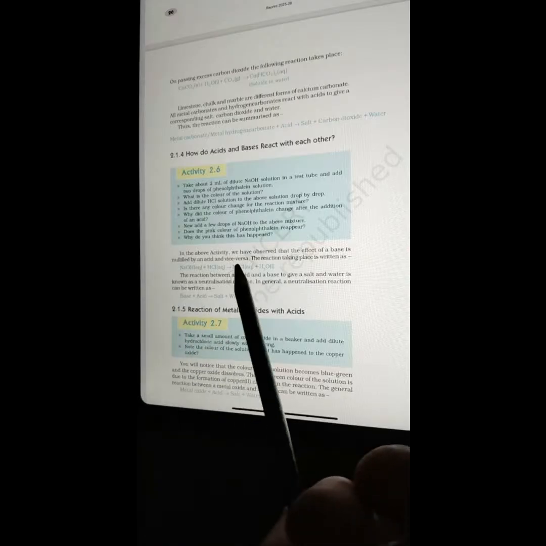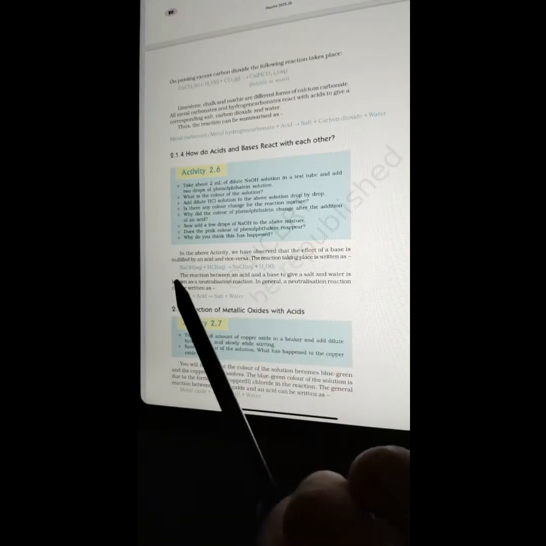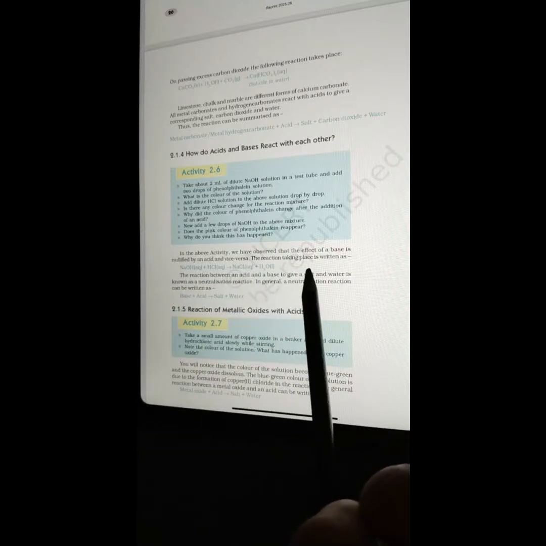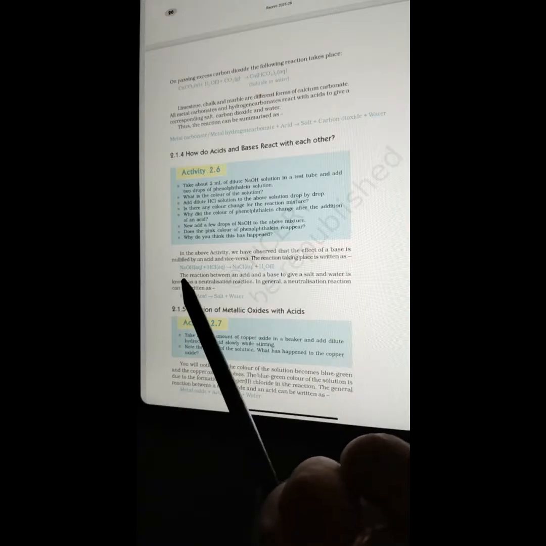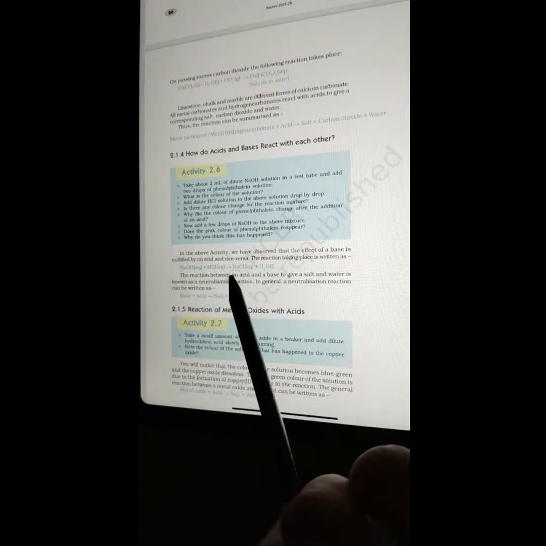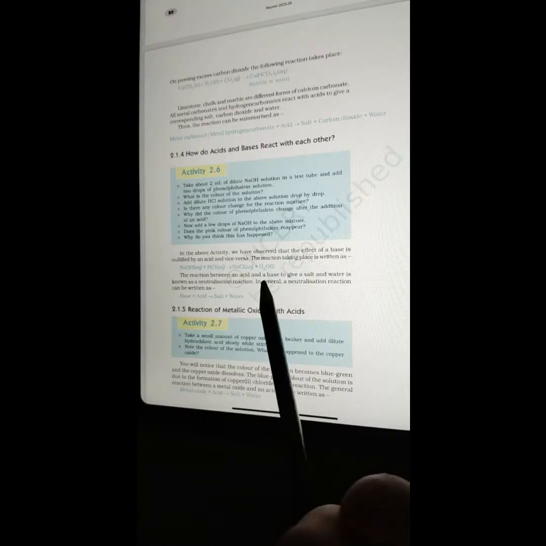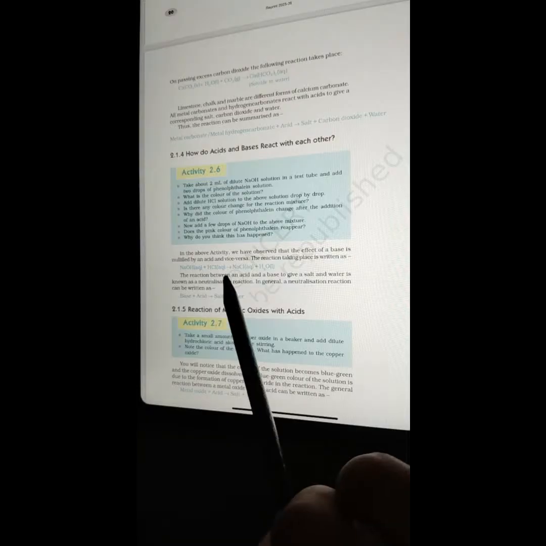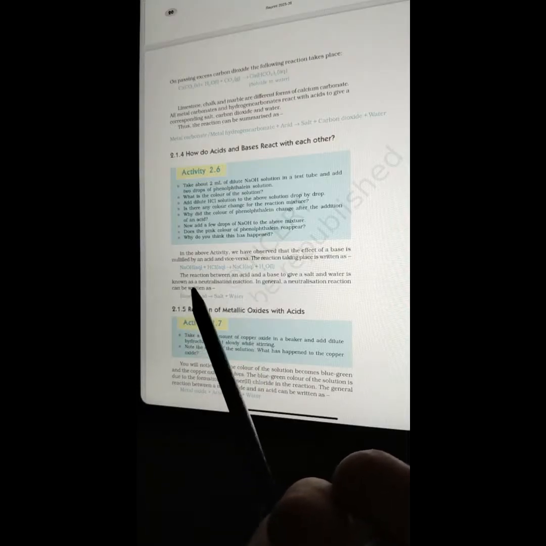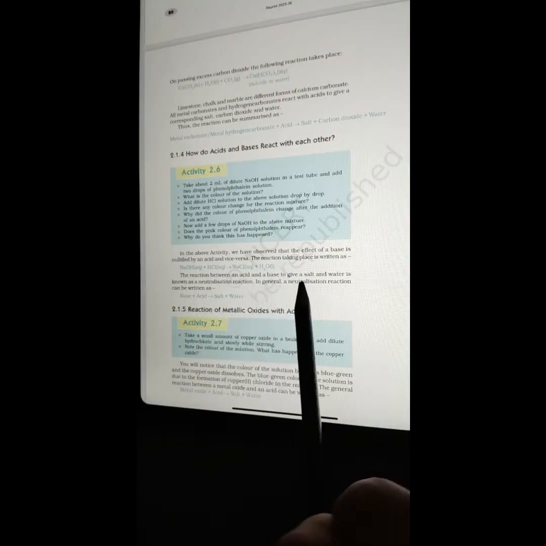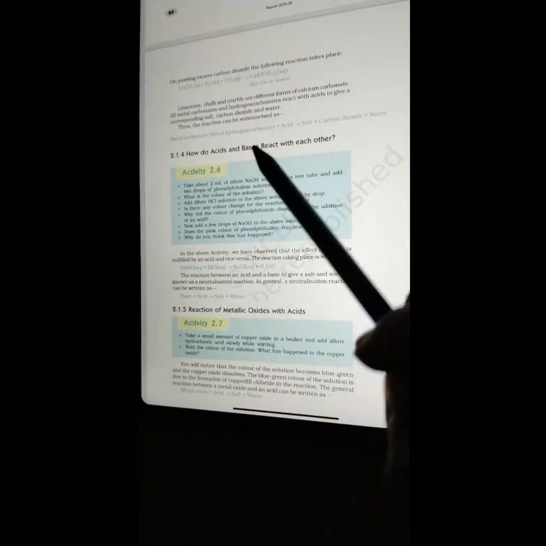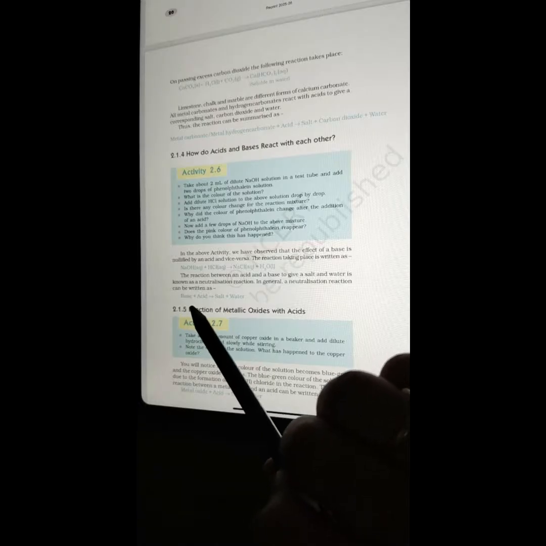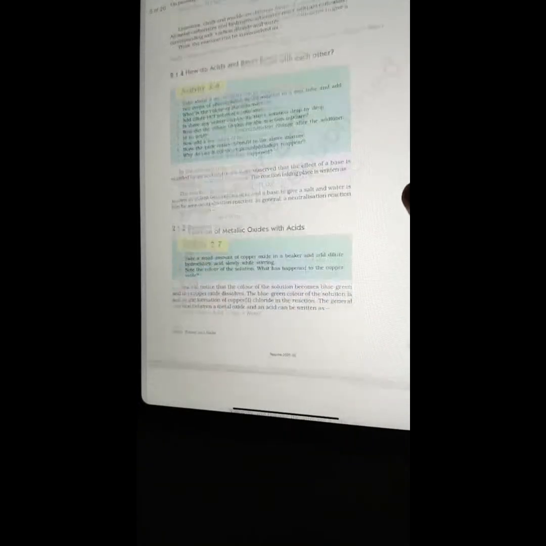In the above activity, we have observed that the effect of a base is nullified by an acid and vice versa. The reaction taking place is written as NaOH aqueous plus HCl aqueous will give you NaCl aqueous plus H2O liquid. The reaction between an acid and a base to give salt and water is known as a neutralization reaction. And in general, a neutralization reaction can be written as base plus acid will give you salt and water.